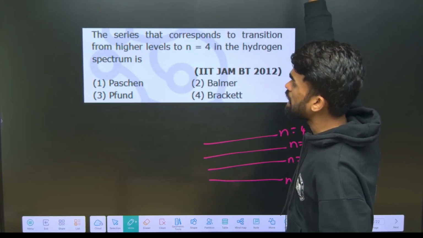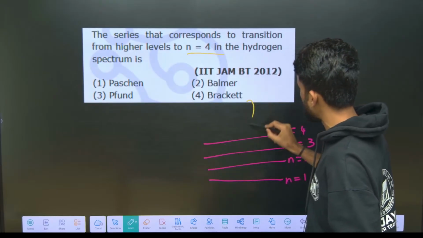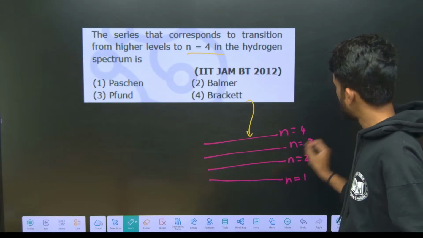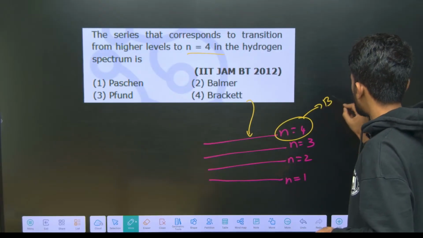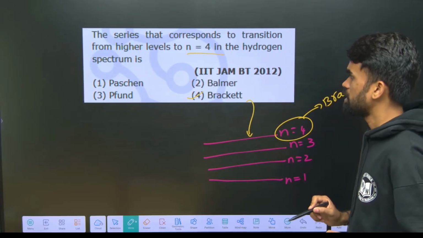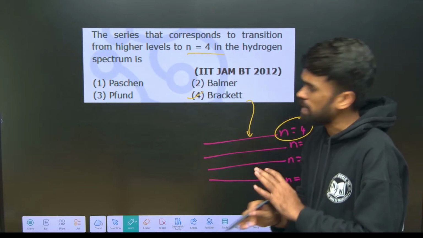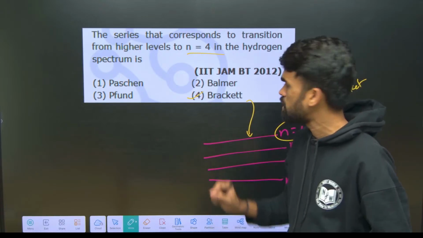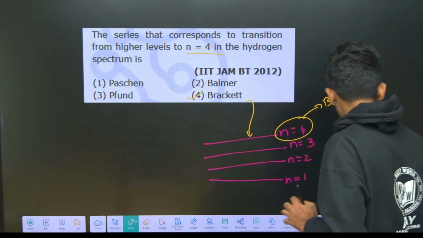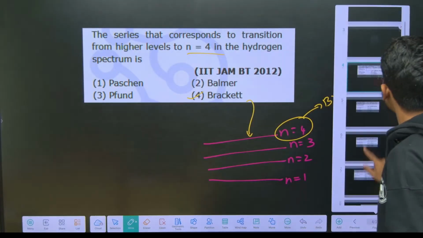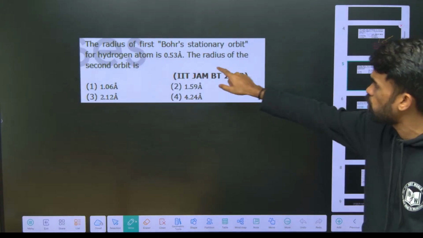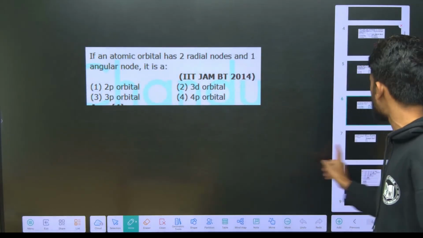So from any higher energy state to the 4th level, that line corresponds to Brackett. So your option number 4 will be correct. For this kind of question you need not spend any time, and no energy is wasted. Just by looking at the question you can answer it without wasting time. So you should not skip this kind of topic. These are the questions on the Bohr model, and this is a question on radial nodes and angular nodes.